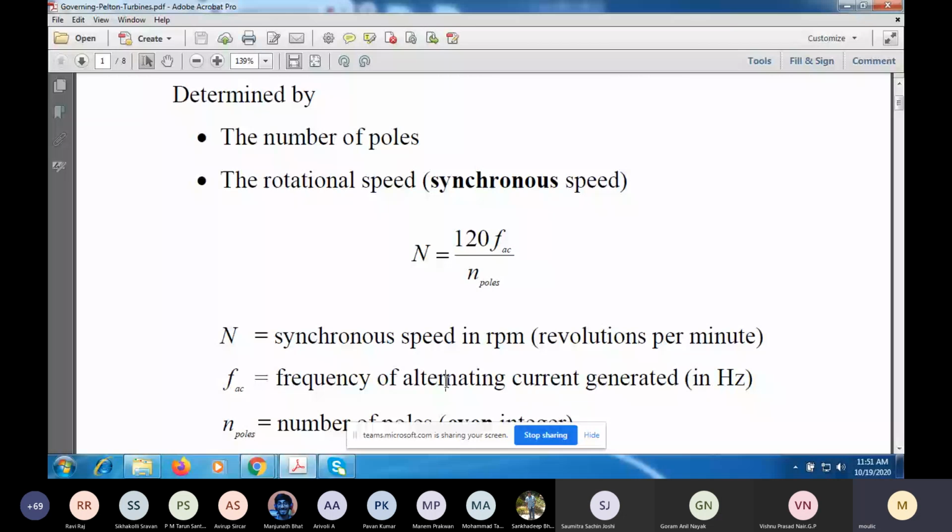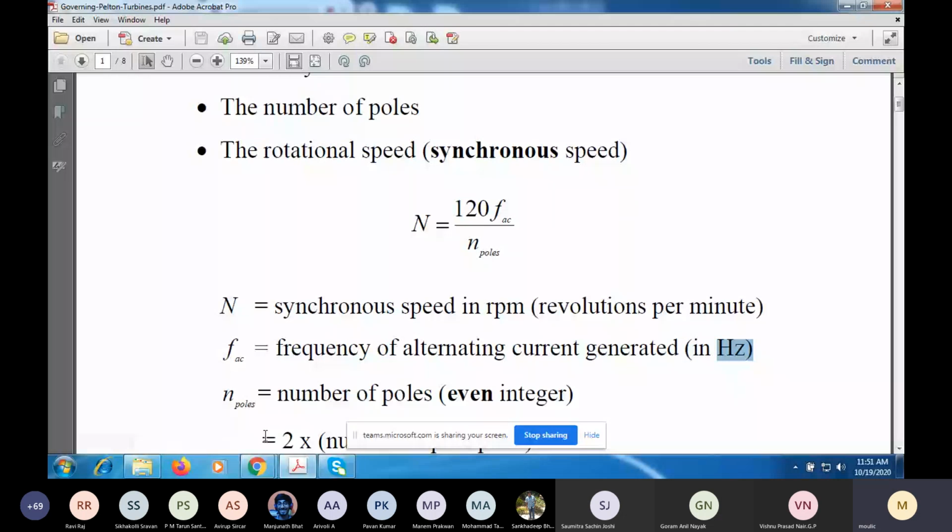So if this is in hertz, which is 1 by seconds, and if small n with the subscript poles is the number of poles, then the synchronous speed is 120 into F by n number of poles. So this is the line frequency which you want to generate, and this is determined by your construction of your alternator.